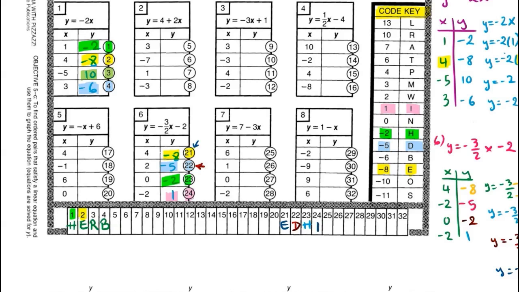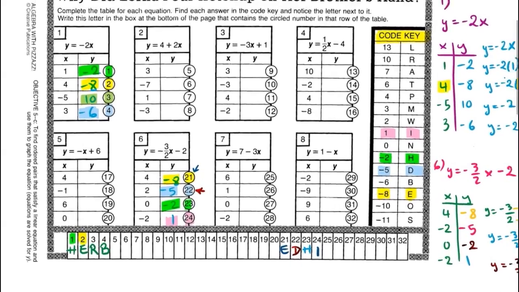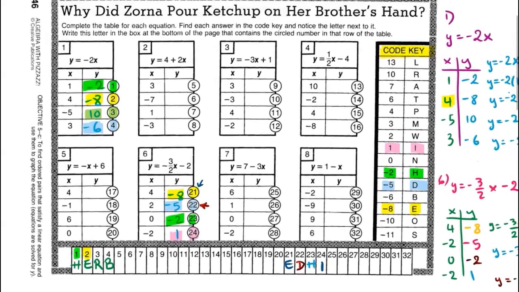Okay. Right now it doesn't make much sense because we have a bunch of letters in between that we don't know. But if you finish the whole handout, you will know the answer for the question.